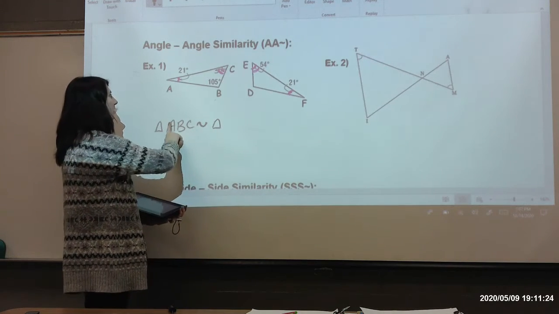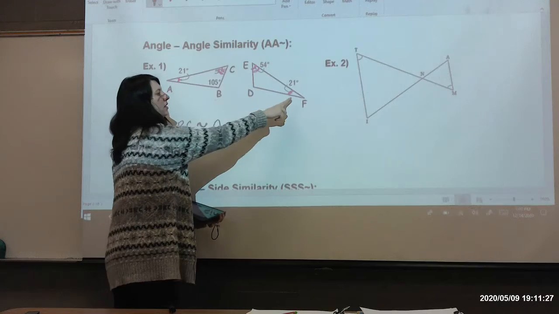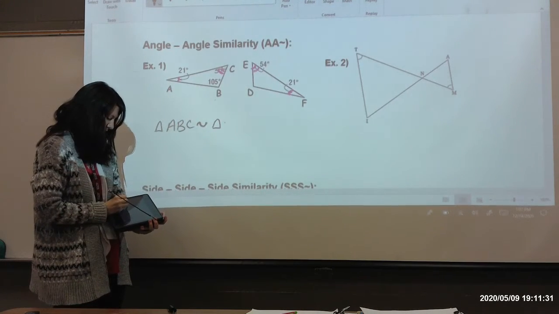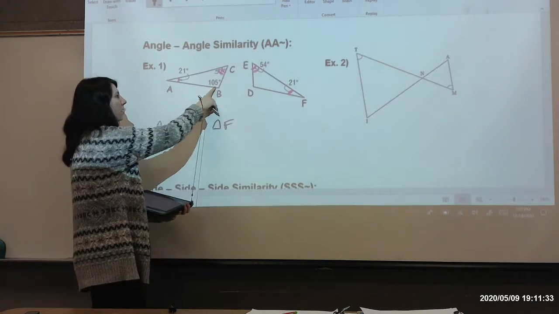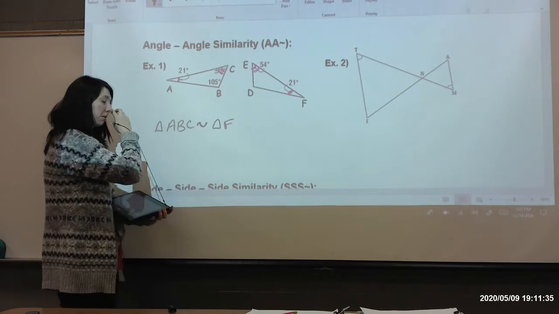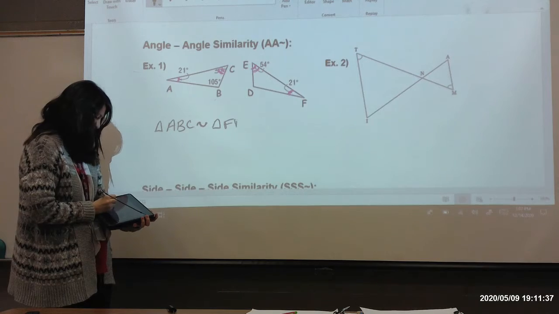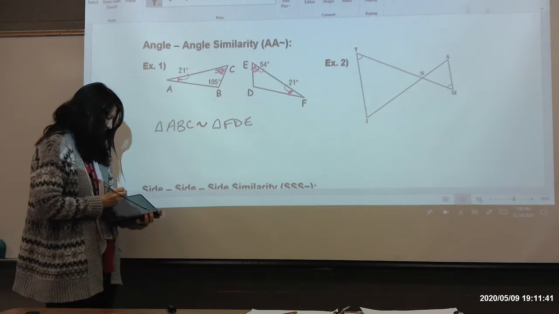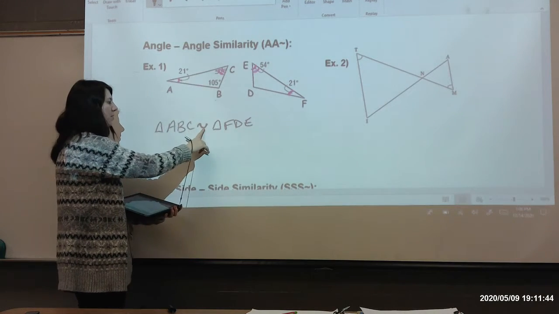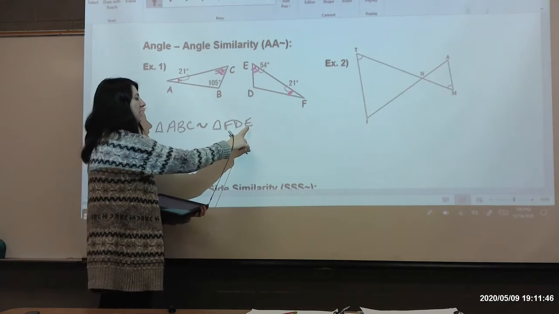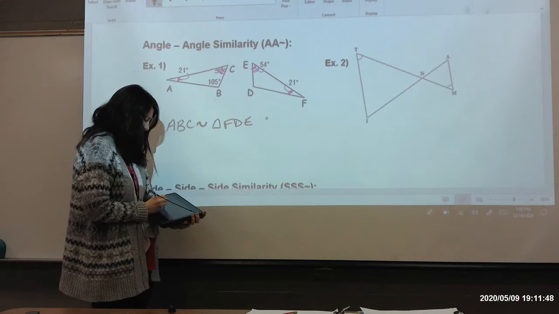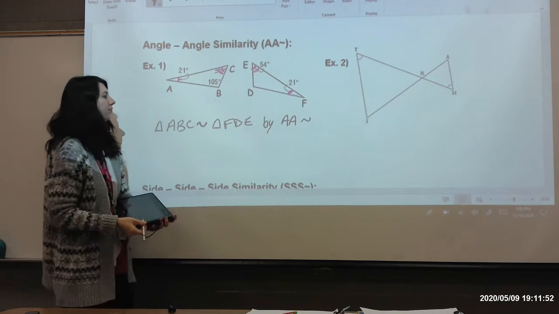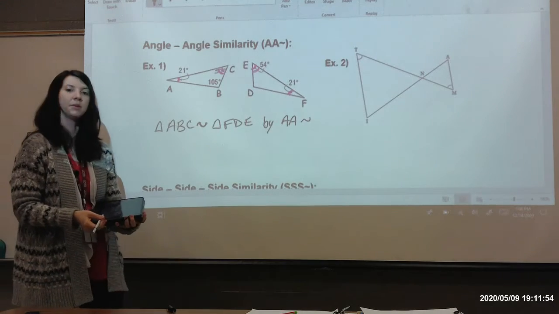Okay, so now I need to see A matched up with F. So they need to go in the same order. So if A came first, F needs to come first too. B matched up with D, okay, and C matched up with E. So triangle ABC is similar to triangle FDE by angle-angle similarity. And that's how we write a similarity statement.